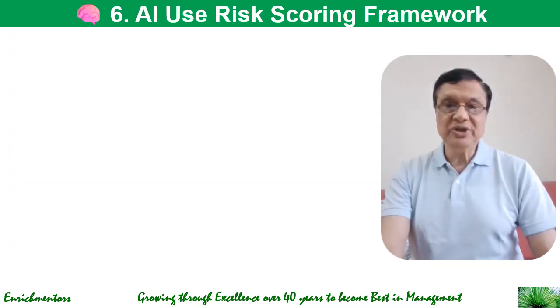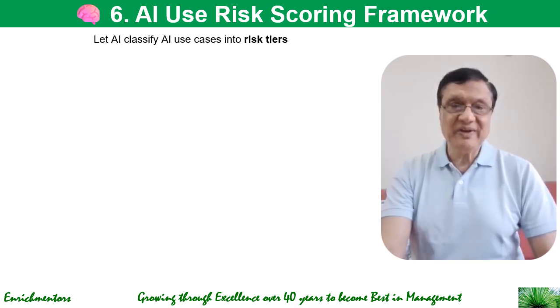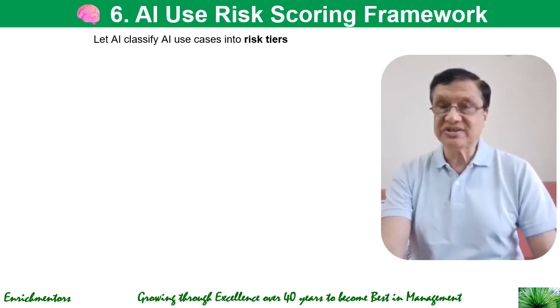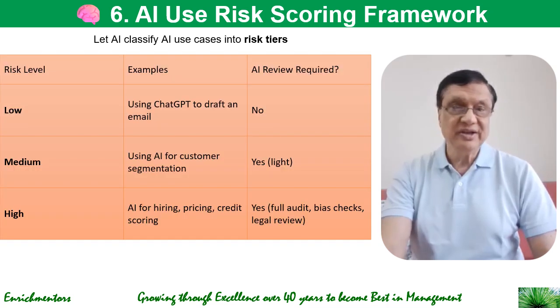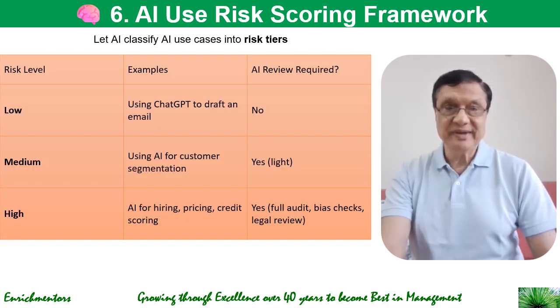Now, you also need to have an AI use risk scoring framework. Let's classify AI use cases into risk tiers. And what are these risk tiers? You could have a low risk level, an example being using ChatGPT to draft an email. And the question is, do you need an AI review? Not really. Then you can have a medium risk level.